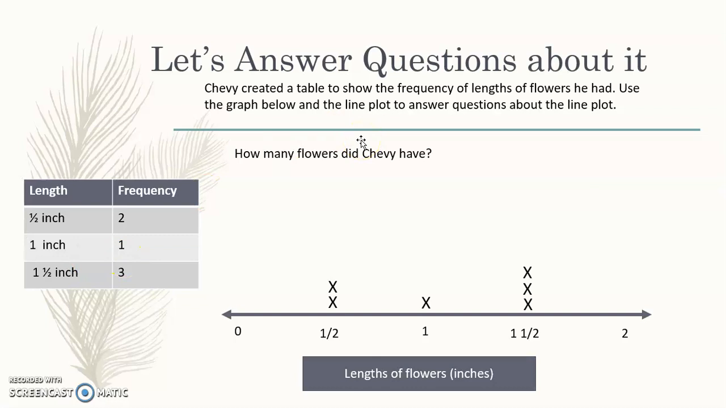How many flowers did Chevy have? To do this, we need to count them all up. Now, we could just count up the frequency. 2 plus 1 plus 3 equals 6. Or we can count our x's. 1, 2, 3, 4, 5, 6.